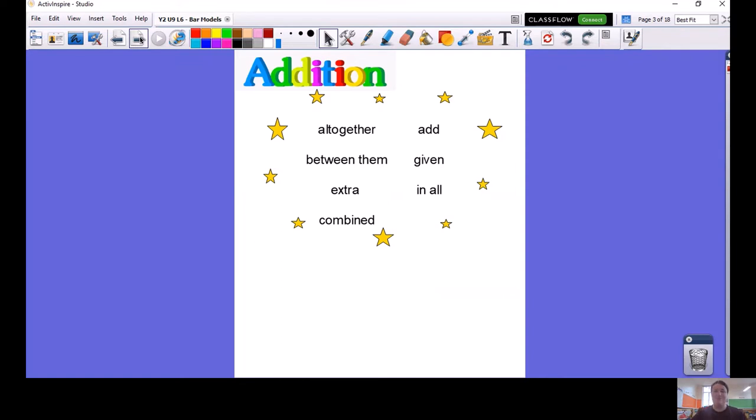Someone is given more. How much do they have in all? And all of those phrases or words are prompting and telling us it's going to be an addition question. So you need to have a think. Which words mean addition? All of them, don't they?